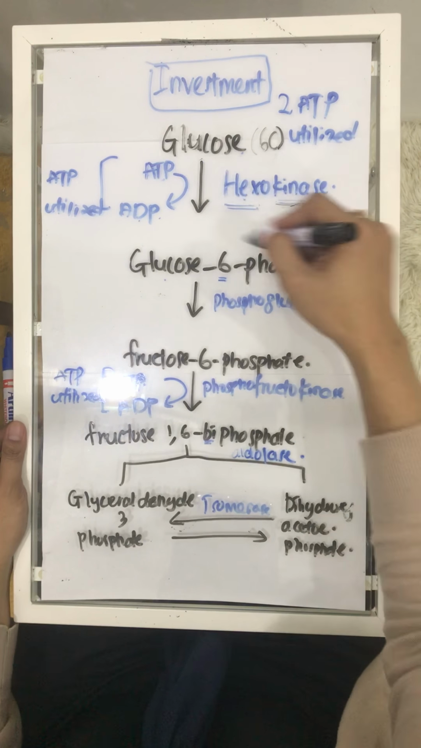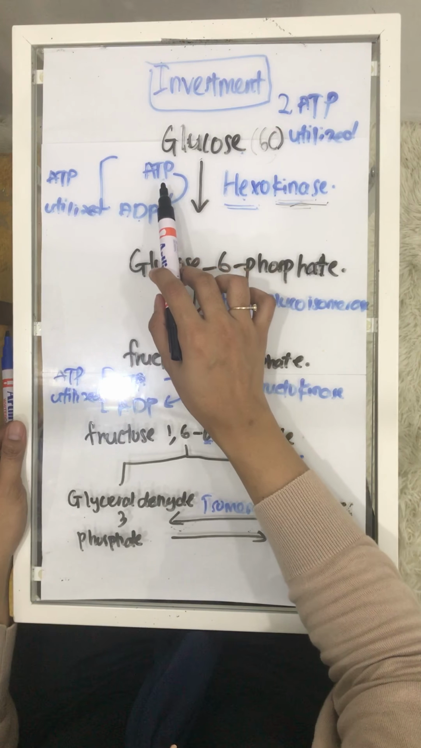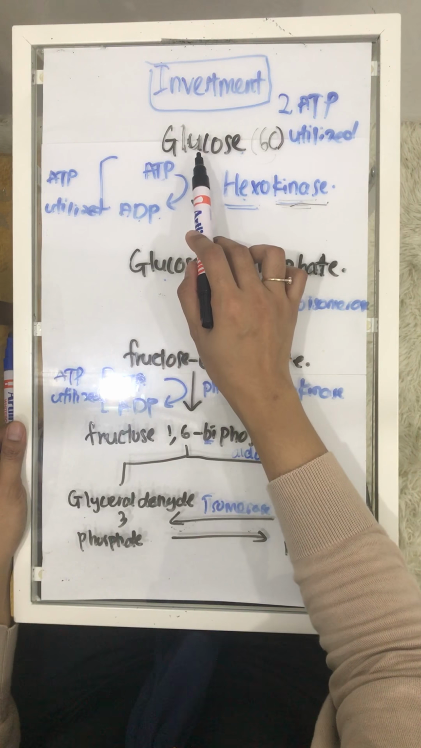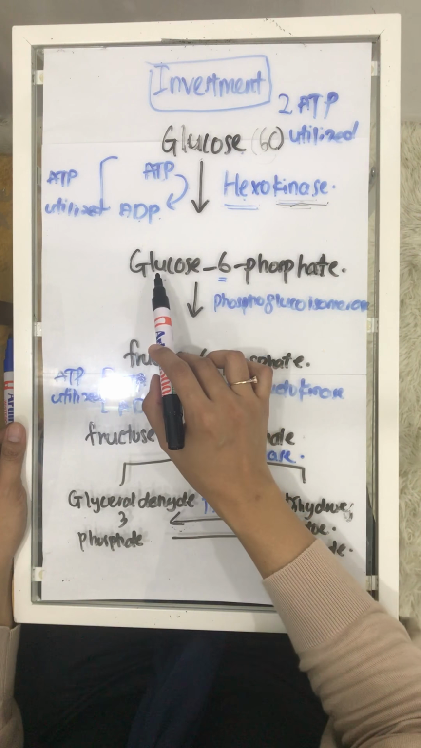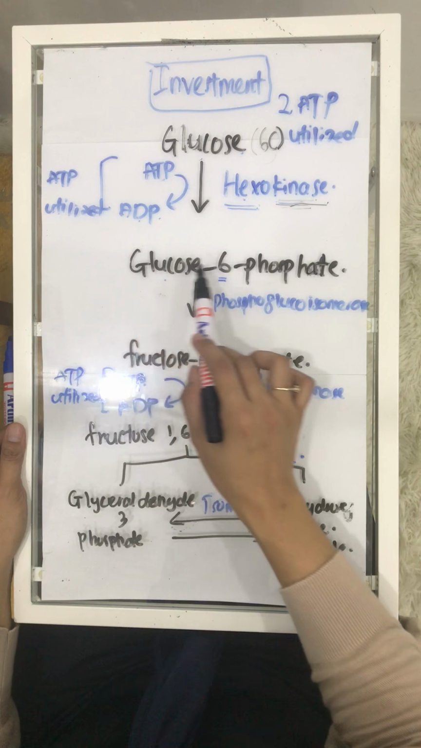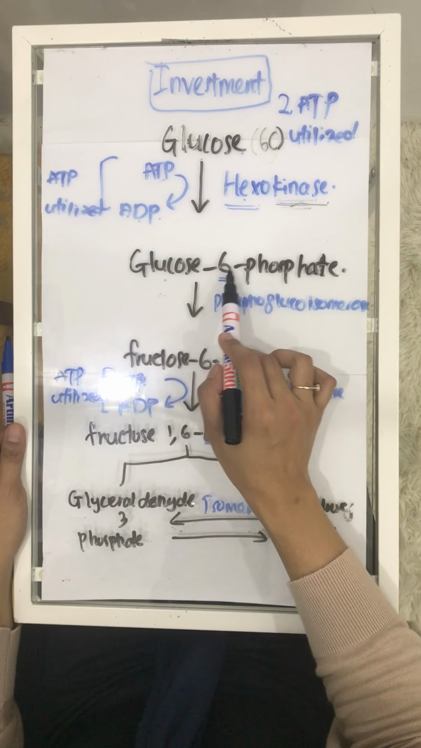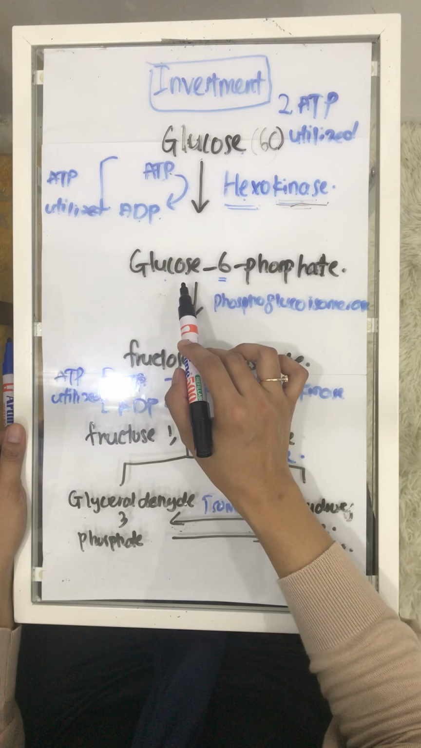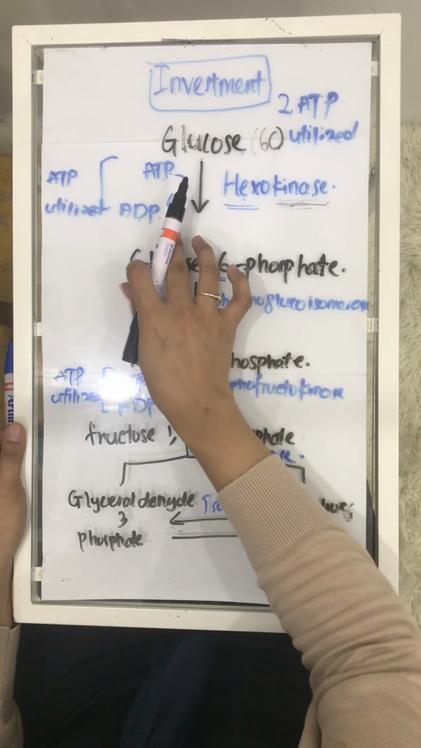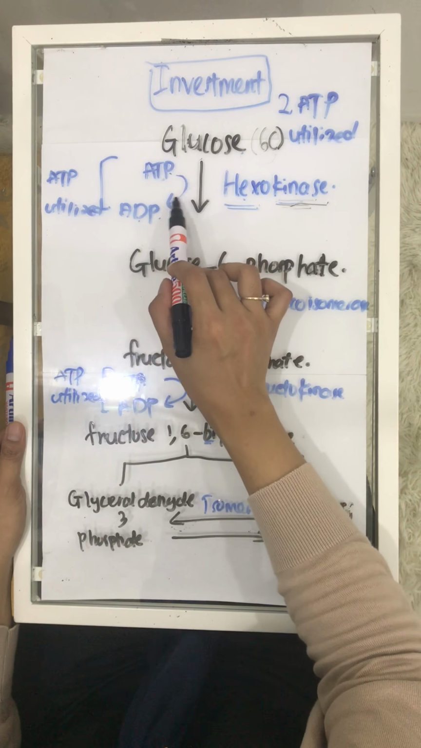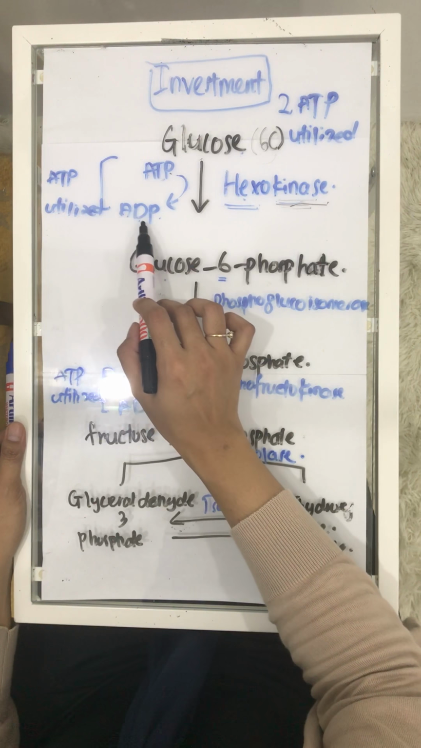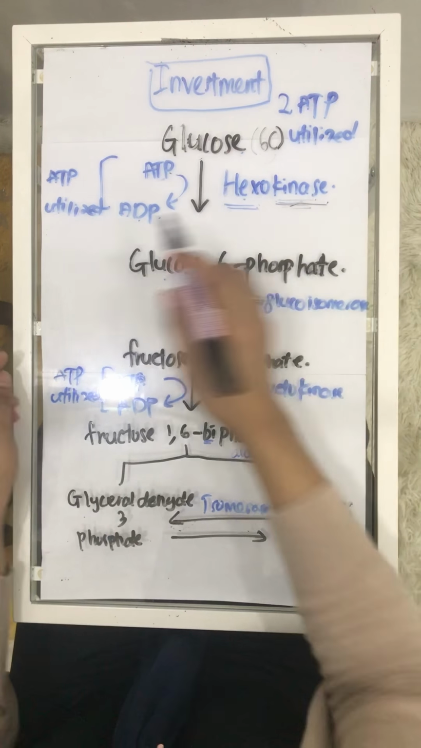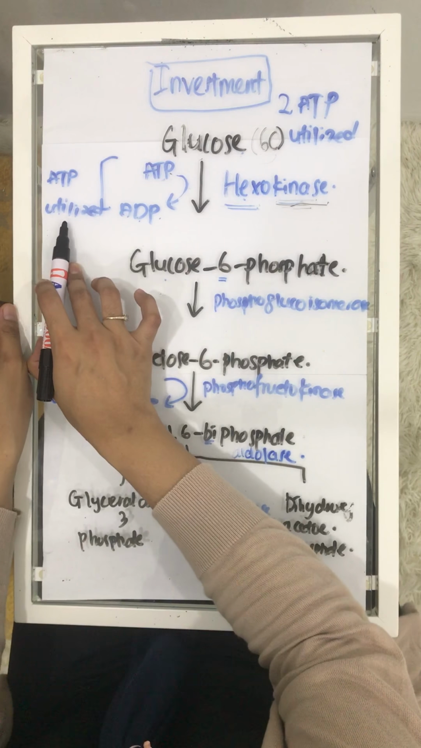In this reaction, one phosphate from the ATP, adenosine triphosphate, is transferred to the glucose at carbon number 6, and the glucose now becomes glucose 6 phosphate. So what happens to the ATP? This ATP now becomes ADP, adenosine diphosphate, because it lost one phosphate group. So in this reaction, we say that one ATP is being utilized.